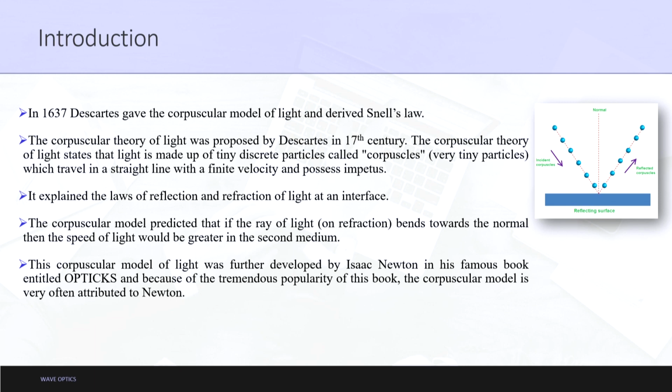But when this concept was analyzed using refraction, say a medium 1 passes a ray of light and at an interface it bends towards the normal, according to the corpuscular model of light it was found that the velocity in the second medium is greater than in the first medium. But on further experiments performed with similar analysis, it was found that actually the velocity in the second part is less than the first part.